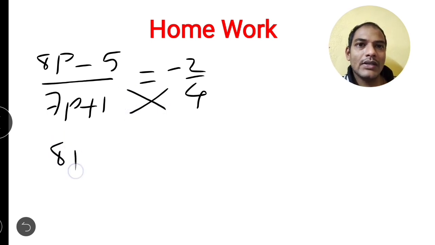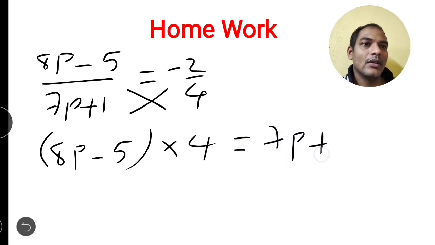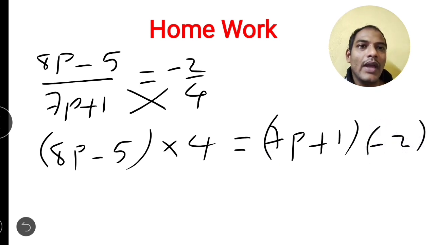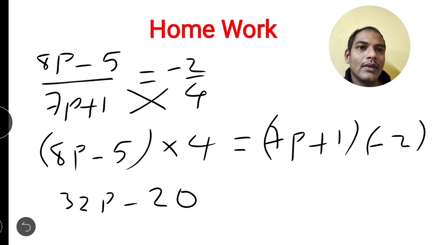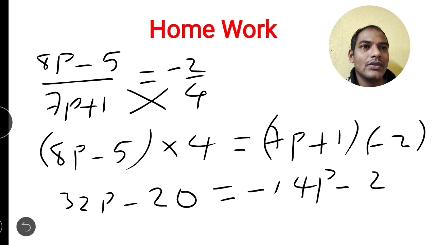So (8p minus 5) into the denominator of the right side, that is 4. Next, (7p plus 1) into the numerator of the right side, that is minus 2. So now 8p into 4, 8 4s are 32p, minus 5 4s are 20. It equals 7p into minus 2, minus 14p, plus 1 into minus 2, it is minus 2.